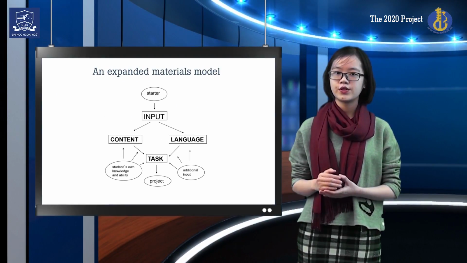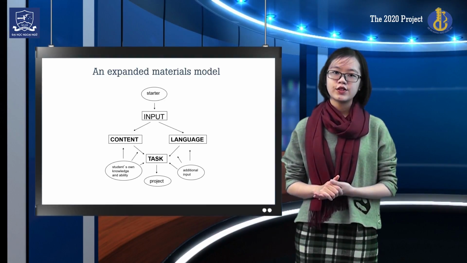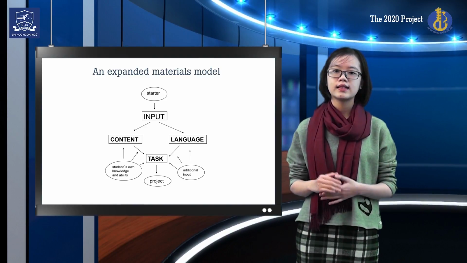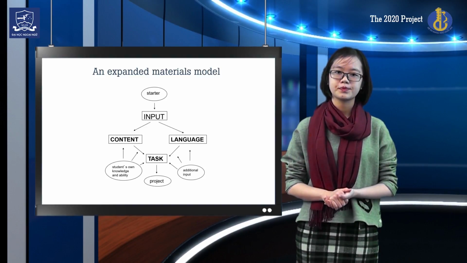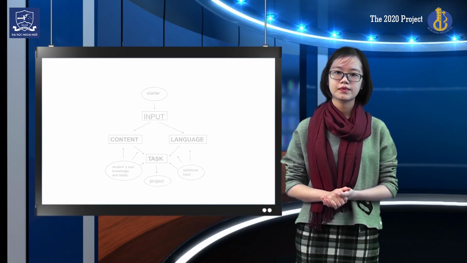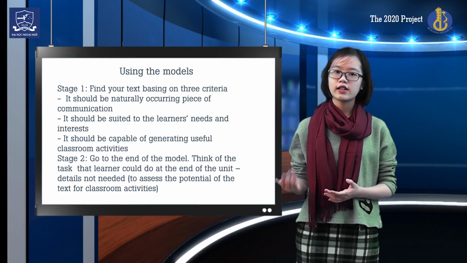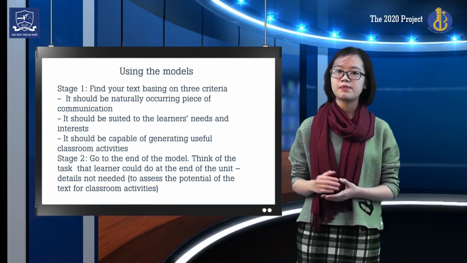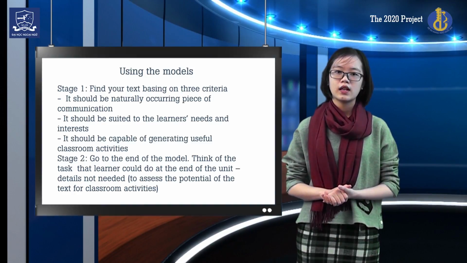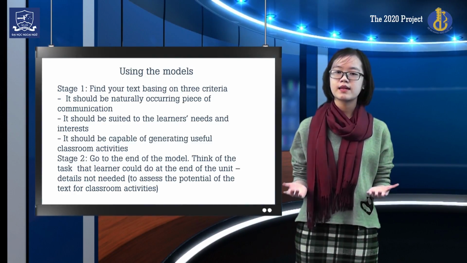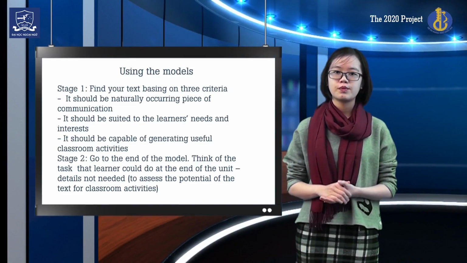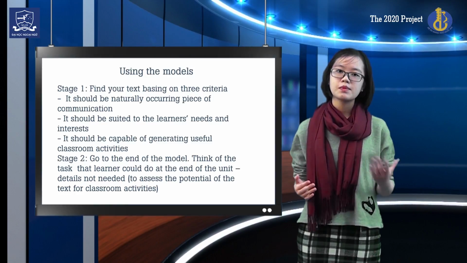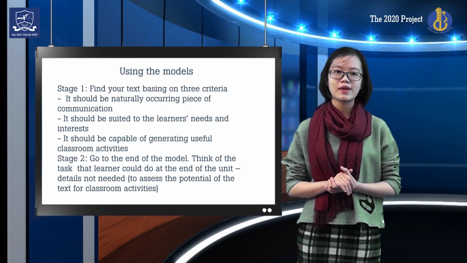This is an expanded materials model. As you can see in the diagram, the four main components of materials are placed in the center of the diagram. Now, let's look at how we can use the model. Stage 1. Find your text based on these criteria. It should be naturally occurring piece of communication. It should be suited to the learner's needs and interests. It should be capable of generating useful classroom activities.